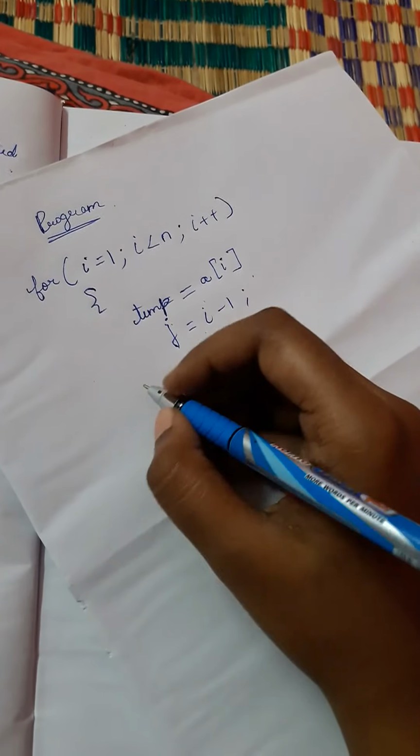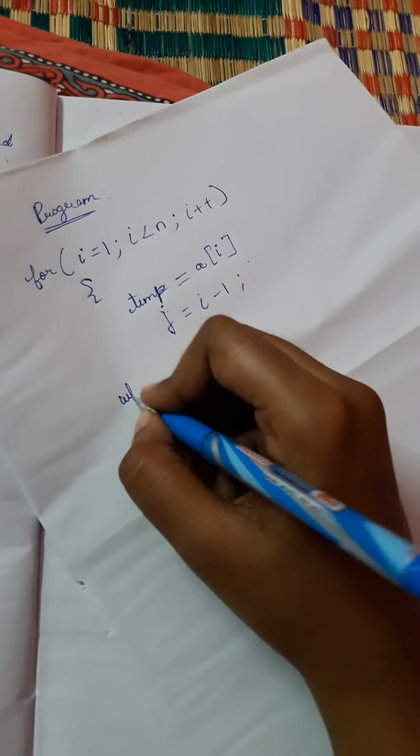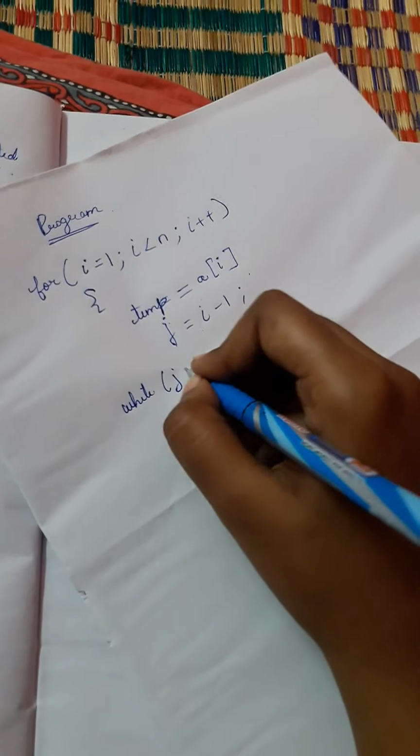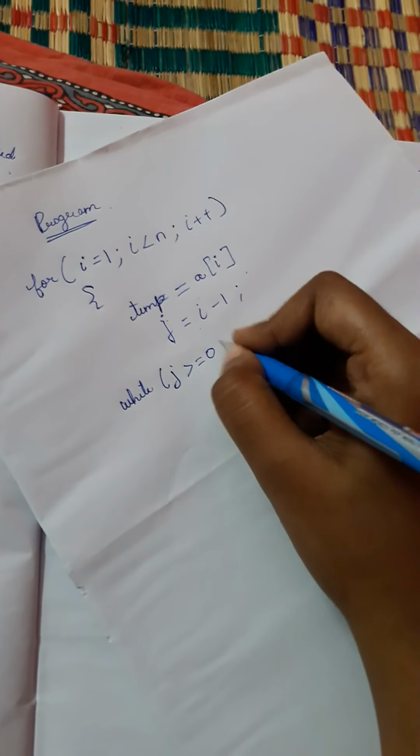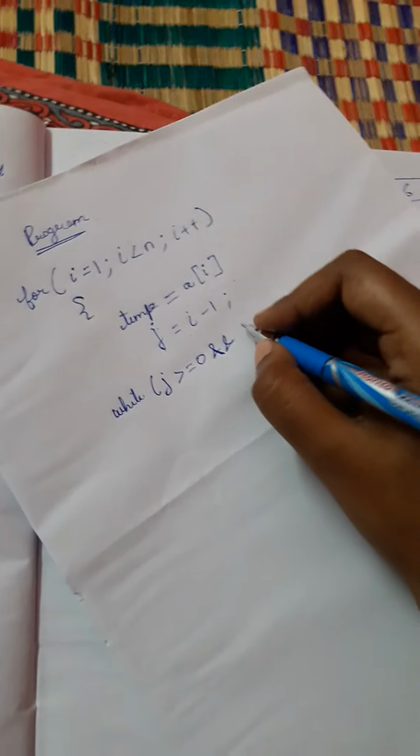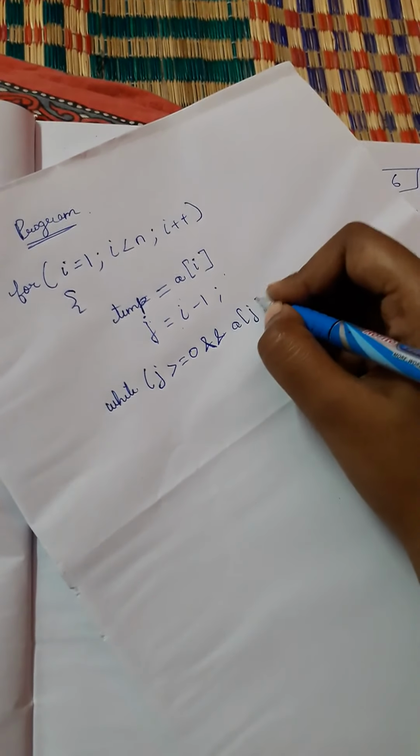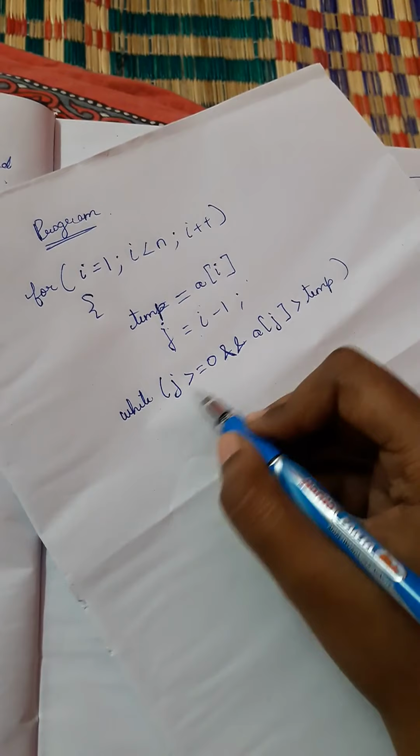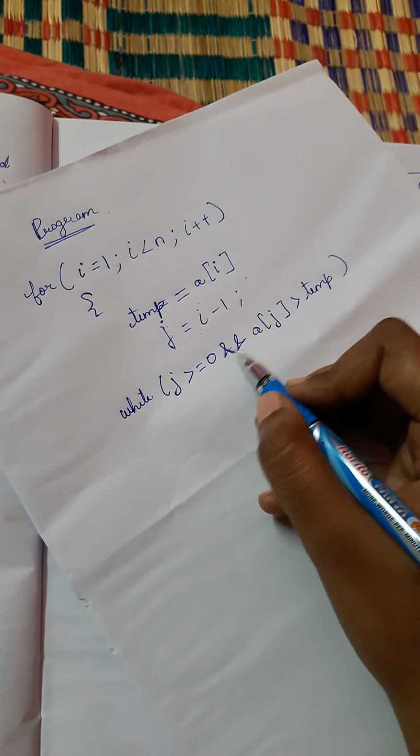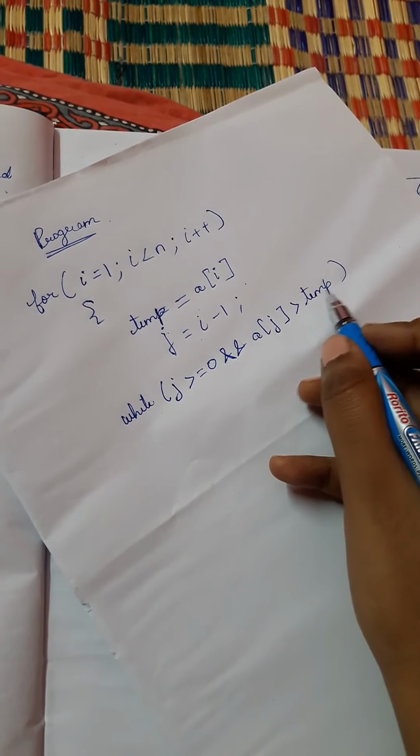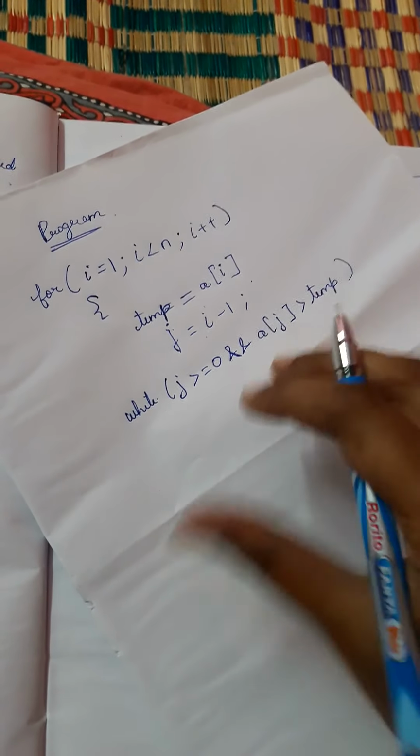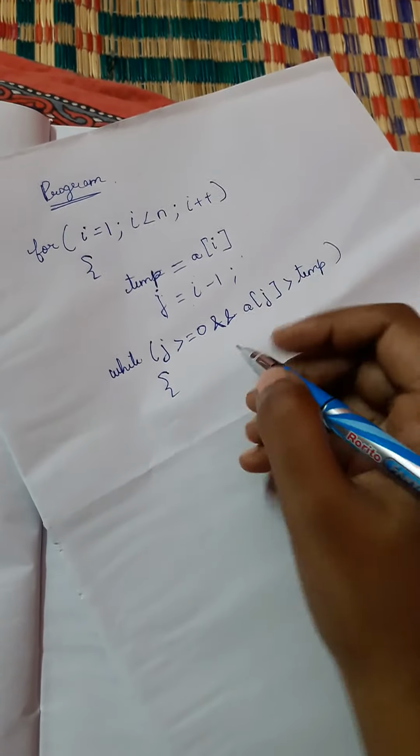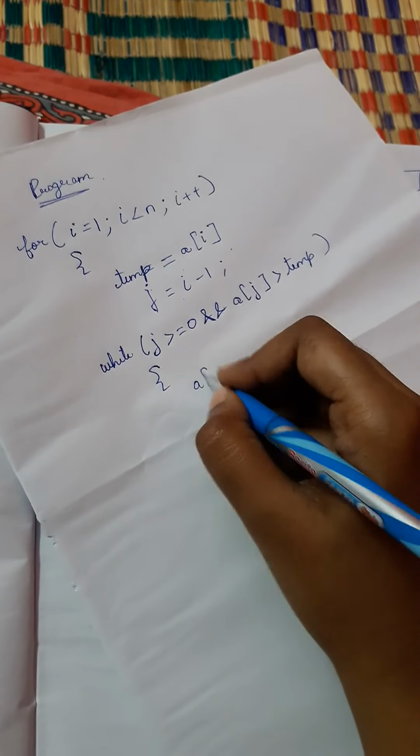Next condition I am going to write as while j is greater than or equal to 0 and a of j is greater than temp. Both conditions must be satisfied. So j must be greater than or equal to 0, and also a of j should be greater than temp. I will explain with one example after completing the program.